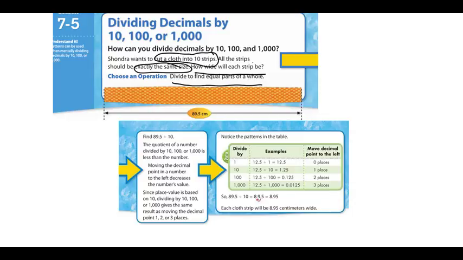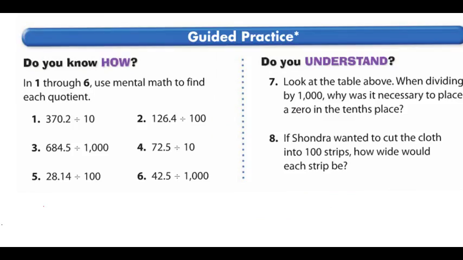All right, so let's apply that with our guided practice on page 178. Get your notebooks ready. It says in 1 through 6, use mental math to find each quotient. So we don't need to show any extra work besides showing the swoops and how we are dividing. Okay, so 370.2 divided by 10. I know it's getting 10 times smaller, so I move the decimal over one place. My new answer is 37 and 2 hundredths. My bad, 0 tenths, 2 hundredths.